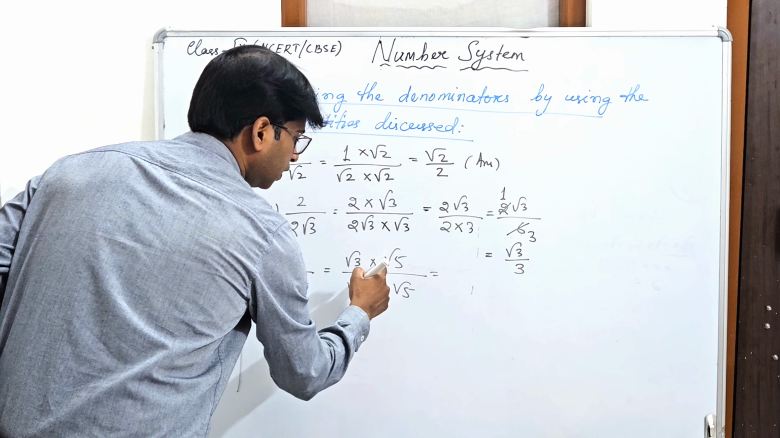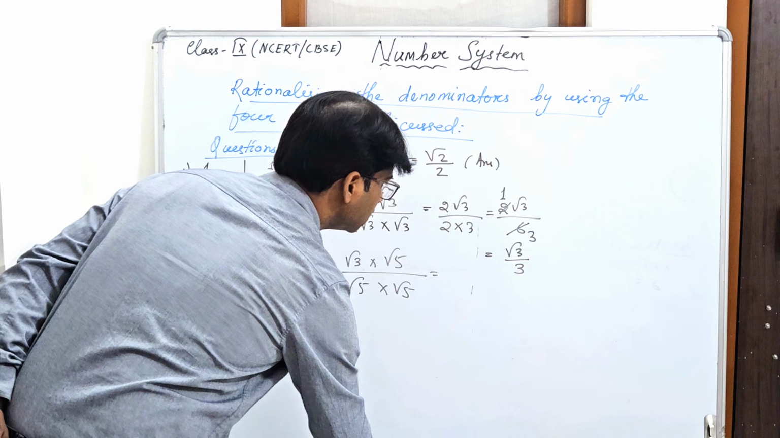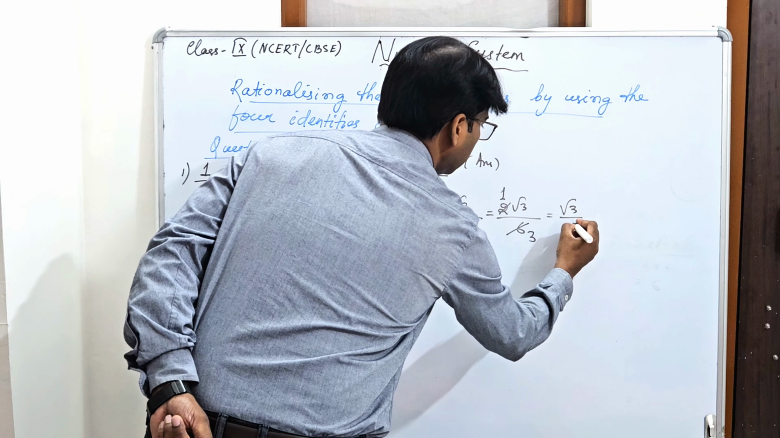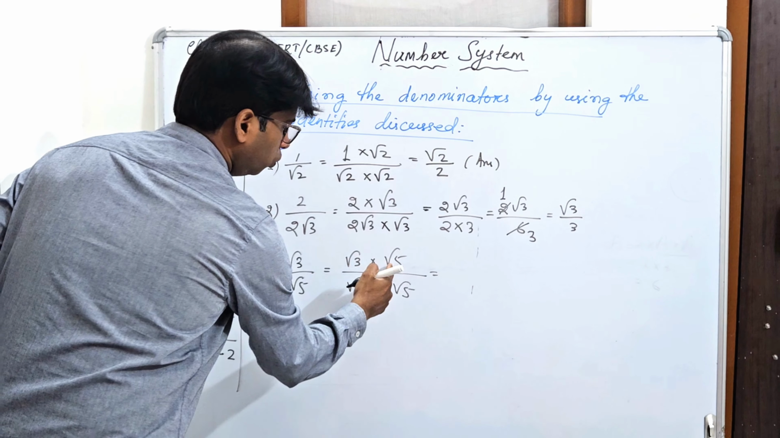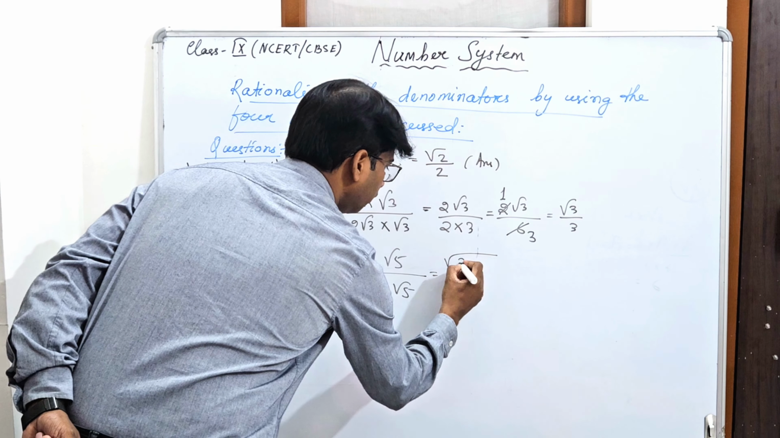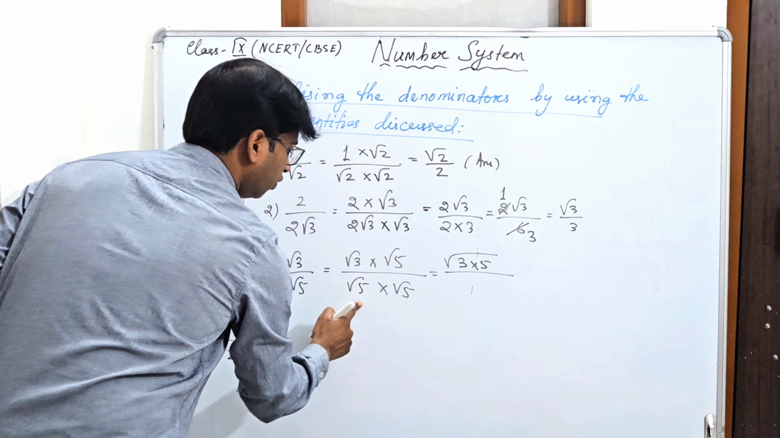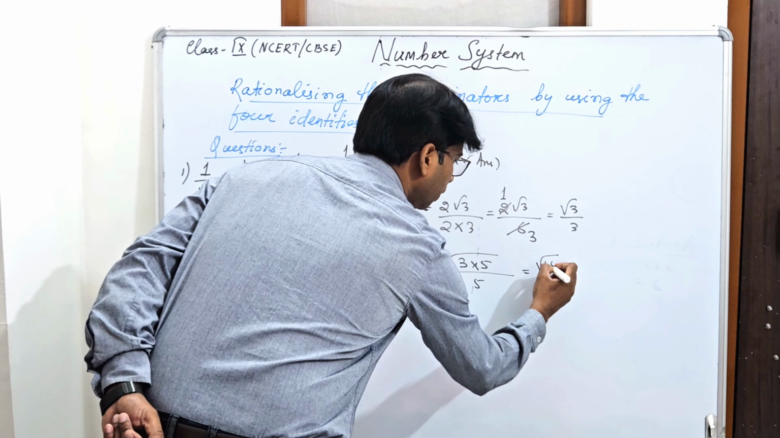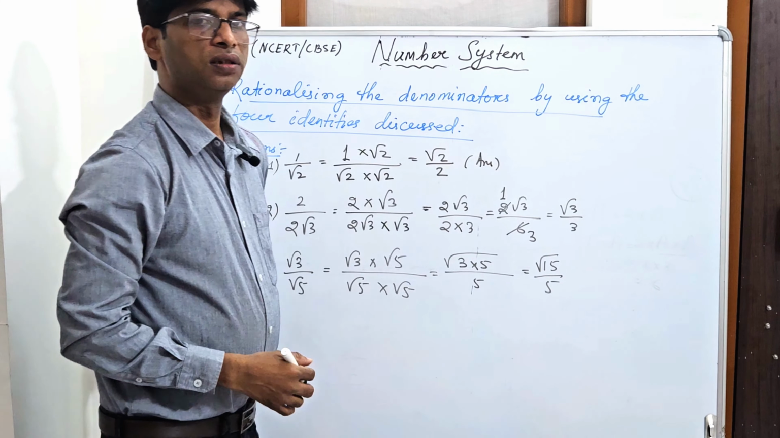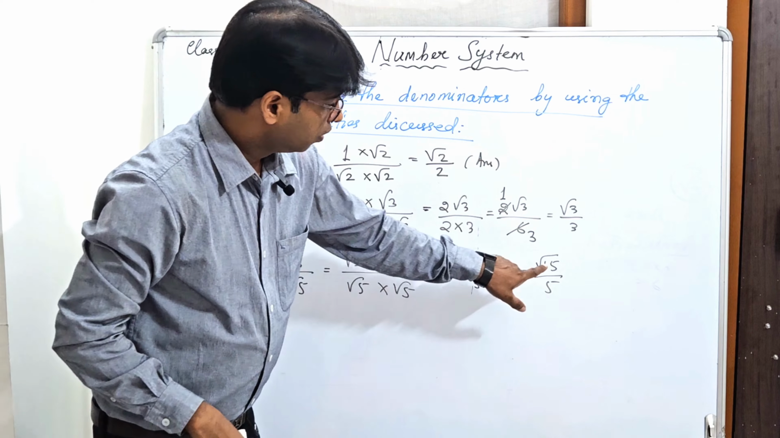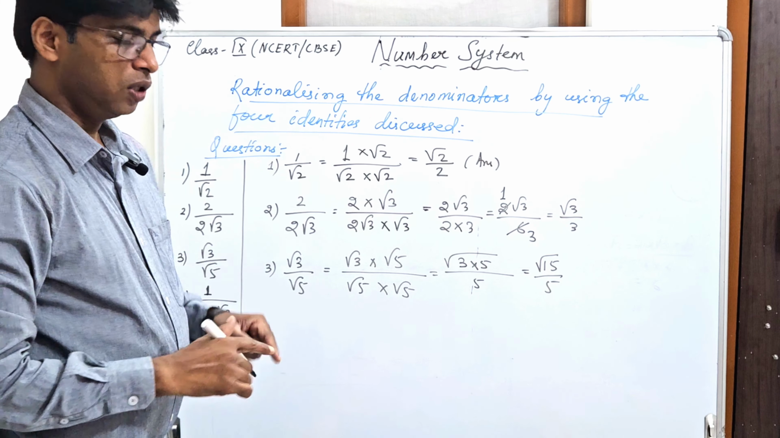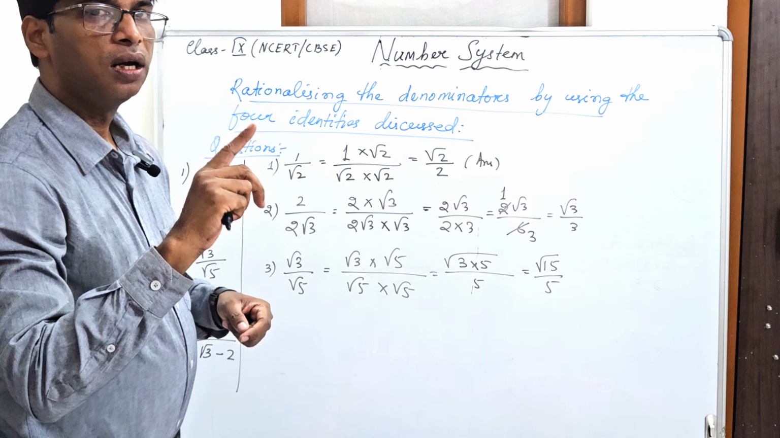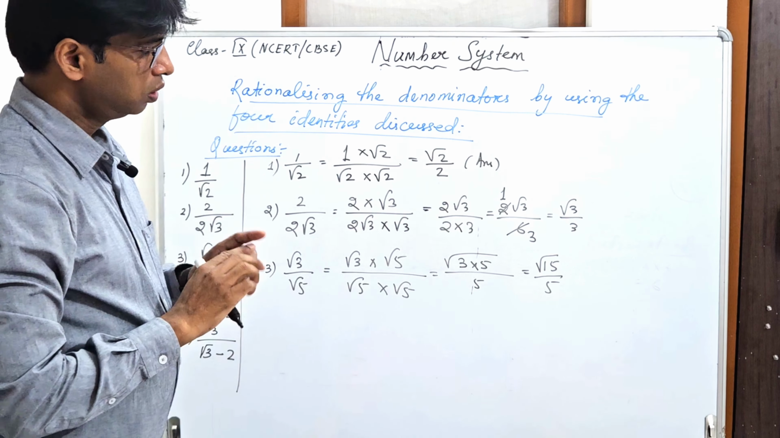Now you see root 3 into root 5. If you remember the second identity, you can write root 3 into root 5 as root of 3 into 5, and root 5 into root 5 is simply 5. So it will be root 15 by 5. But don't simplify 15 and 5; that will be wrong, because root 15 is an irrational number and 5 is a rational number. They cannot be simplified with each other. So let it be like that.